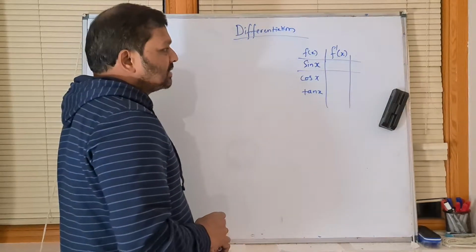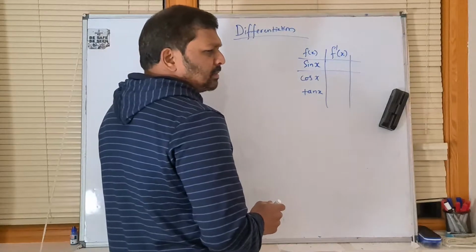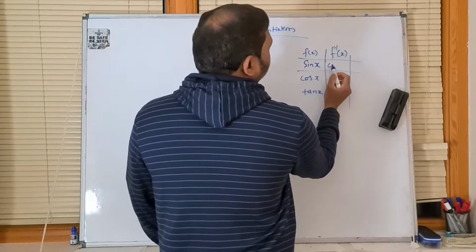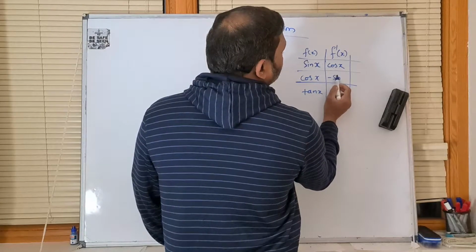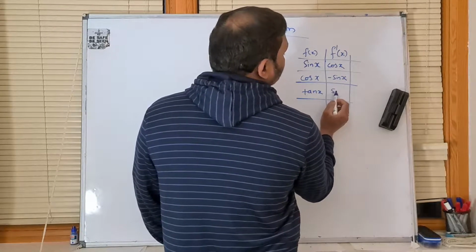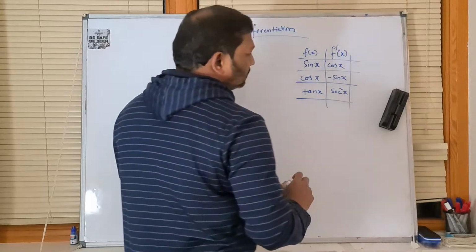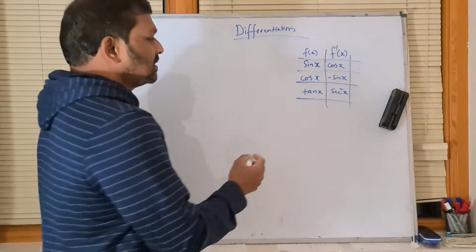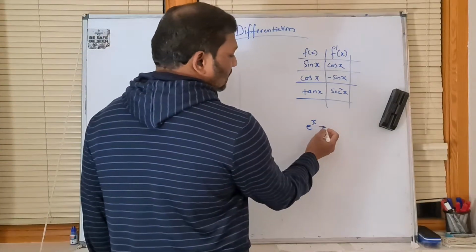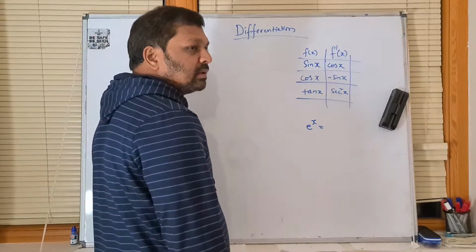What is the differentiation of sin x? It's cos x. For cos x, it's minus sin x. For tan x, it's secant square x. Okay, so what is the differentiation of e to the power of x? It is the same.